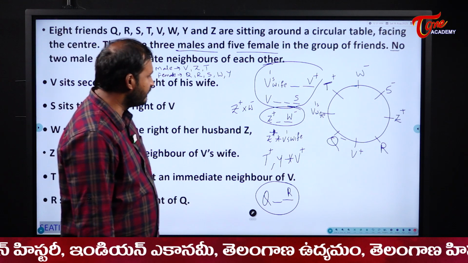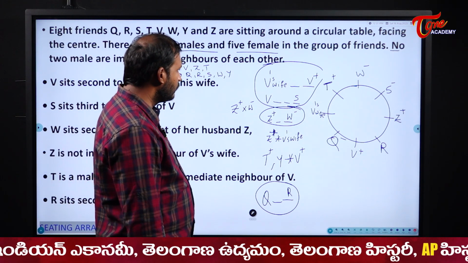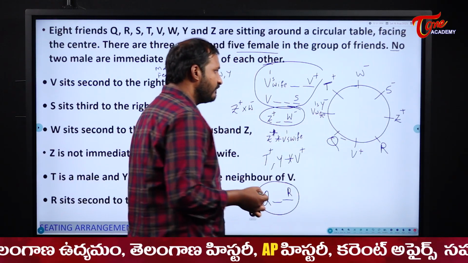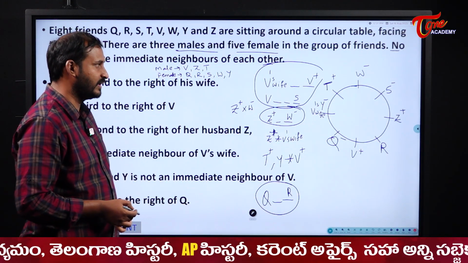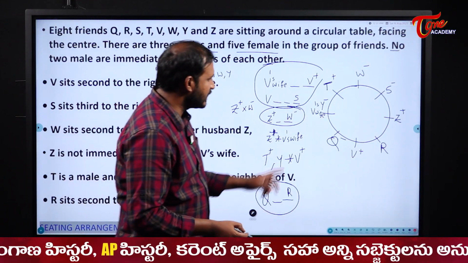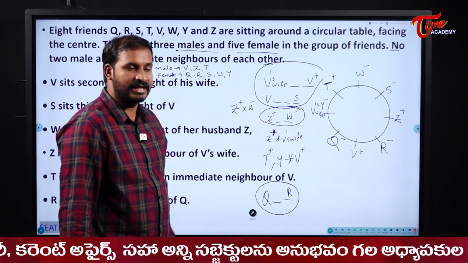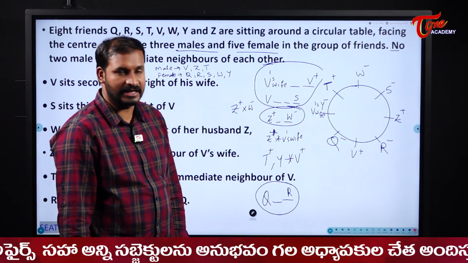So the only person left for me is who? Only person left for me is Y. So that means Y will be V's wife. So all the persons are arranged here. R is also a female person. So this is the final arrangement for me.